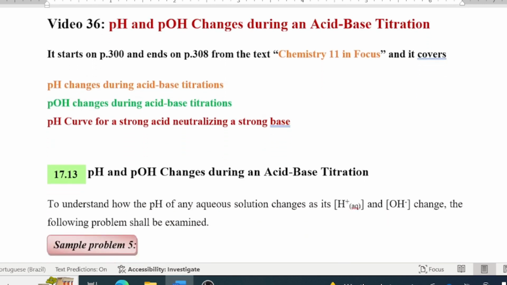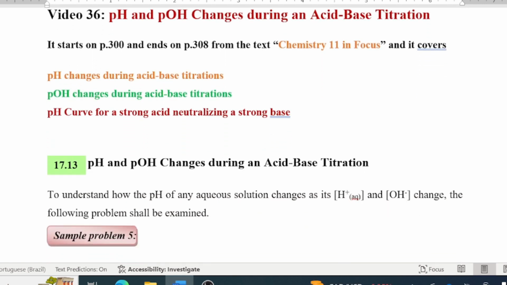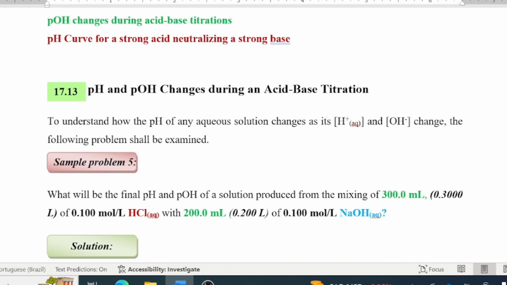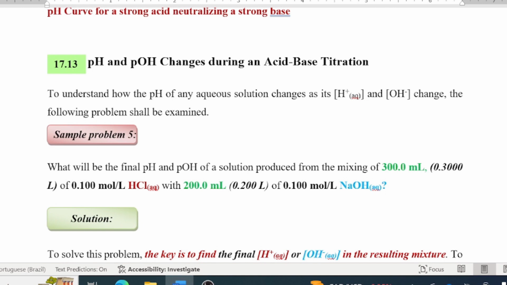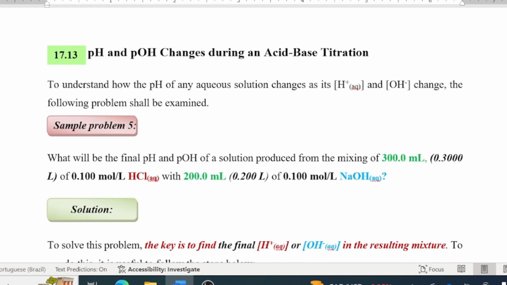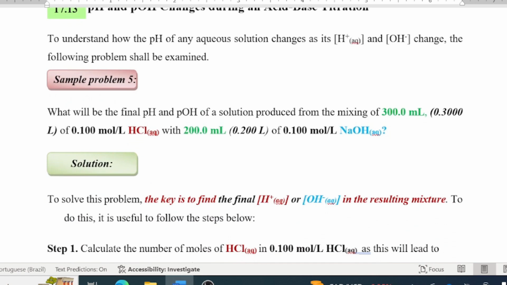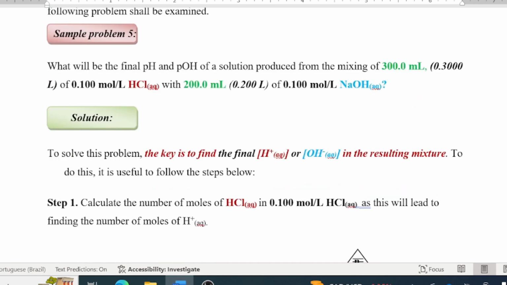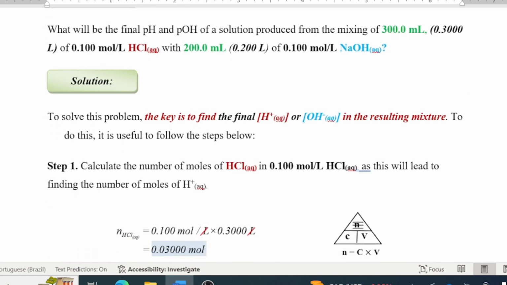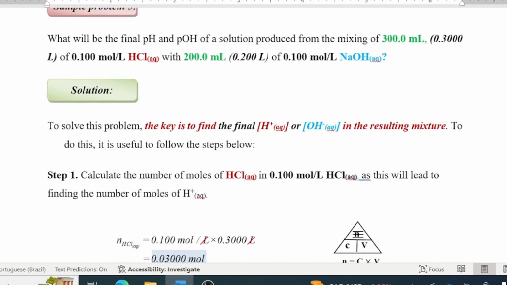But before we go into teaching you how to calculate the pH changes in an acid-base titration, we first of all look at how pH changes when a certain volume of a base of known concentration is added to a certain volume of acid of a known concentration. So this will give you some background knowledge that you will use when you do your calculations with regard to changes in pH during the titration reaction. So this is the problem here.